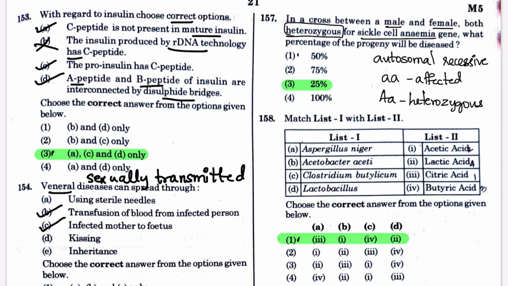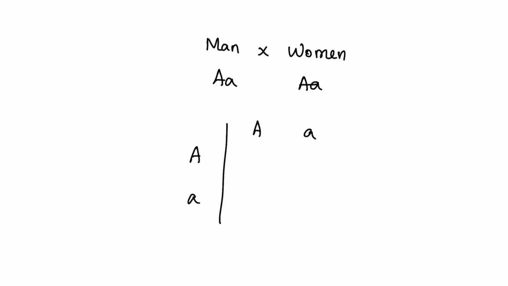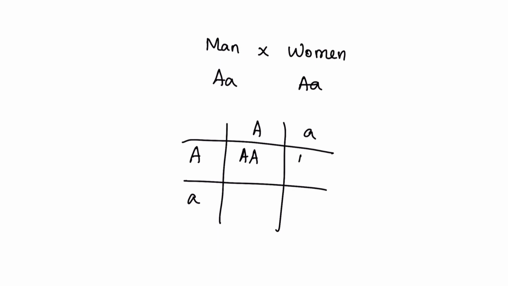Okay, so let me show you on another page. Both man and woman are heterozygous, right? So capital A small a and capital A small a. If I write it in the Punnett square, I will get capital A capital A, capital A small a, capital A small a and small a small a, right? Remember, if the genotype is small a small a, they are affected.